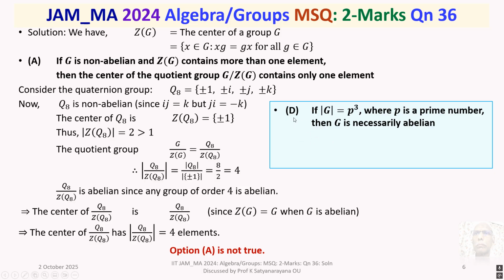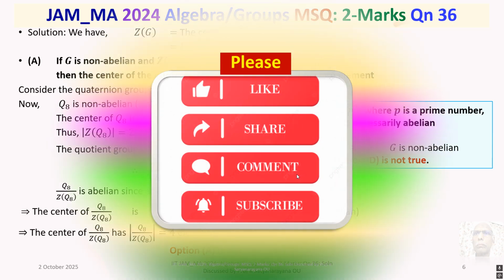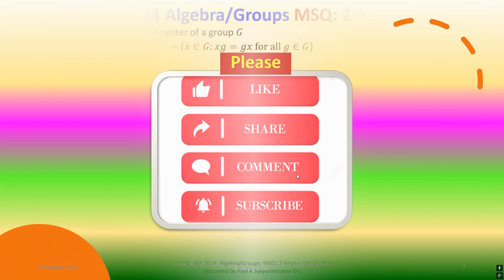and the option D says G is necessarily abelian. It's not true. So we take G is equal to Q8 and the order of G is equal to 2 cube, where 2 is a prime number and G is non-abelian. But whereas it says every group of order p cube, where p is a prime number, is necessarily abelian. It is wrong. It is not true. So therefore option D is not true. Agreed. We move on to the next option.